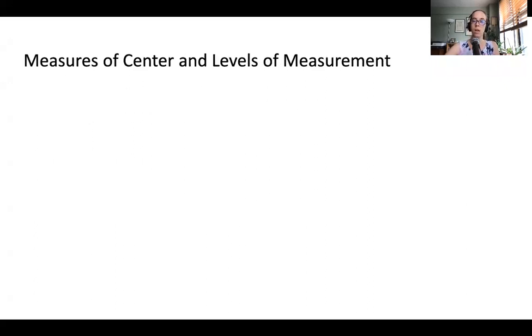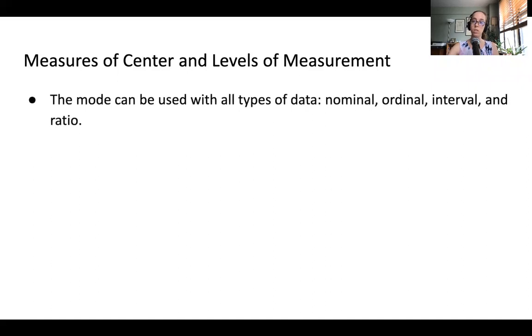Measures of center and levels of measurement. The three measures of center that we've talked about can be used with different types of data. The mode can be used with all types of data. It can be used with nominal, ordinal, interval, or ratio data. Whether you have a categorical variable or a numerical variable, you can always find the value which occurs the most frequently, unless there's no mode, but that doesn't depend on the data type. So again, the mode can be used with all types of data.